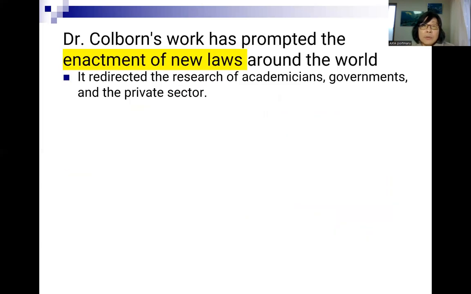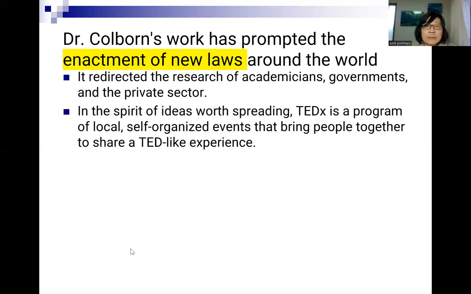And Dr. Colborn's work has prompted the enactment of new laws around the world. It redirected the research of academicians, governments, and the private sector.